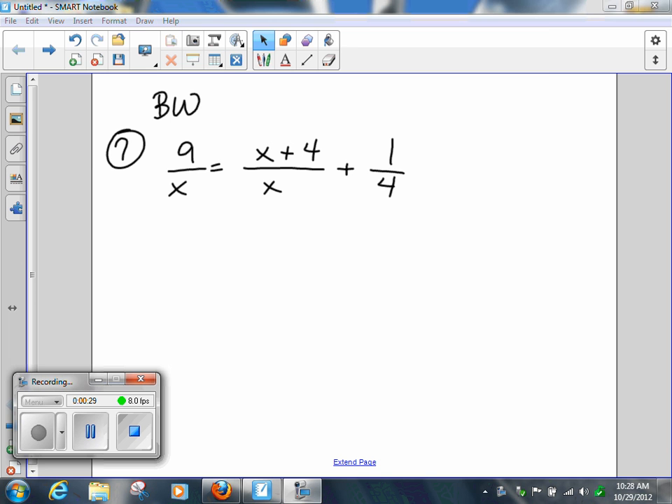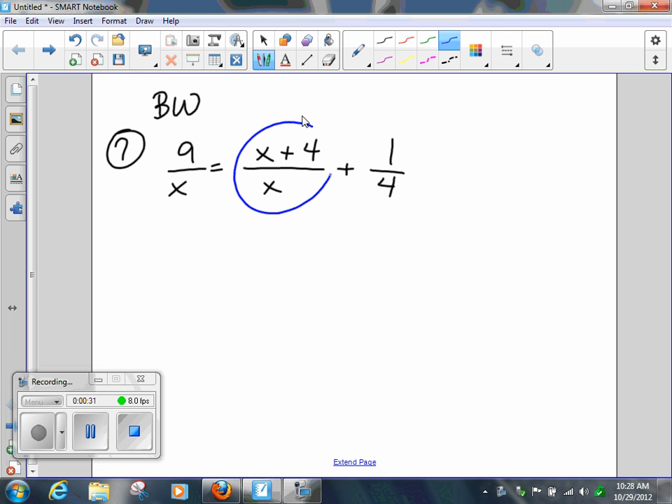The way I can do that is by taking this whole thing and moving it to the left. And when I do that, now why am I taking this expression and moving it to the left? Pardon? It has an x on the bottom. They have like denominators. So look what I end up with. I get 9 over x minus x plus 4 over x equals 1/4.